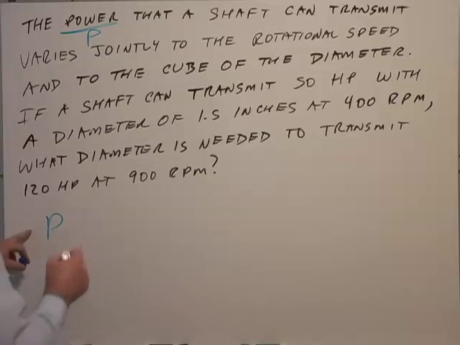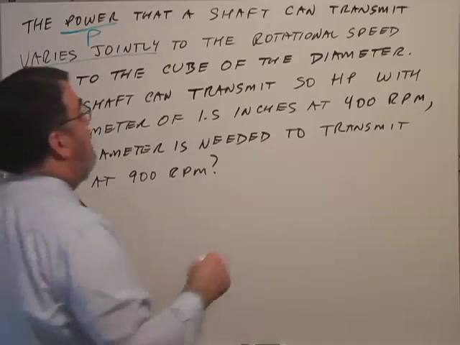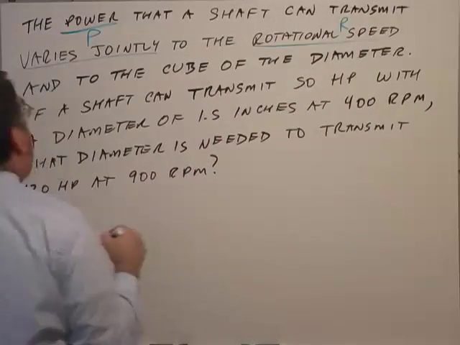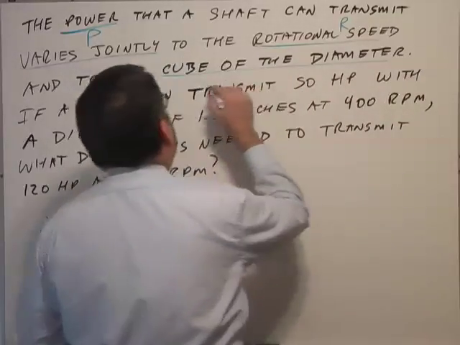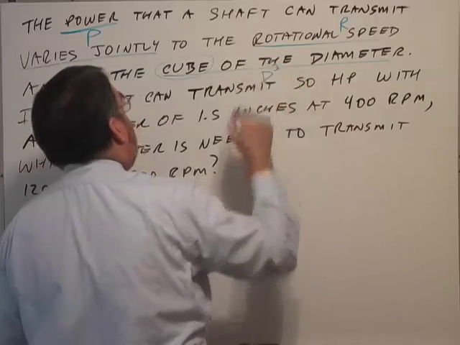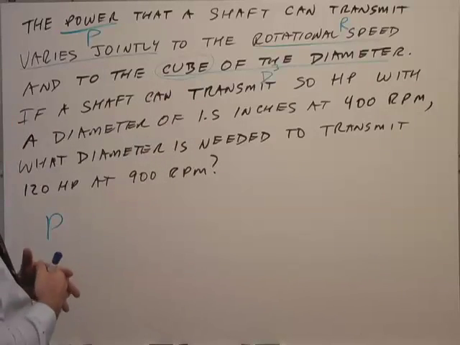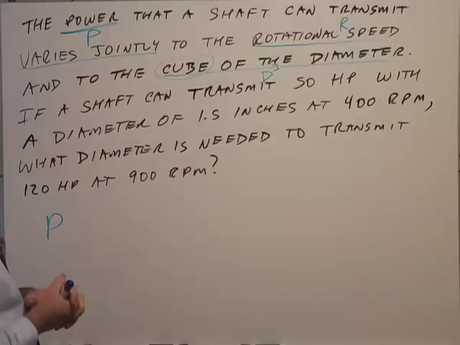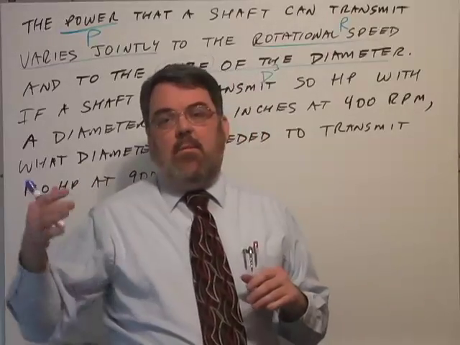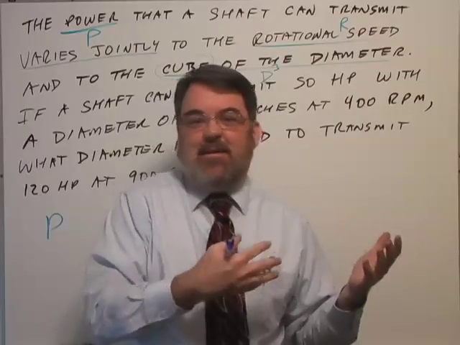The power that a shaft can transmit varies jointly, and I'll explain that in a minute, to the rotational speed, and I'm going to call that R, and to the cube of the diameter. So again, don't overlook those key words here. I'm going to call this D to the third power, cube of the diameter. So these little details sink students on some of these problems if they read it too fast and don't pick up those words. All right, so varies jointly just means that we're comparing one quantity to a product of at least two other quantities. So we're just multiplying is all we're doing.